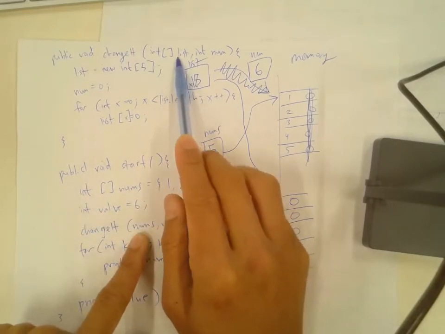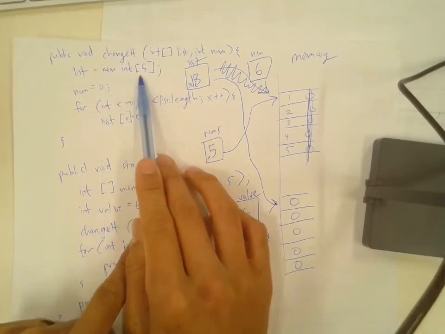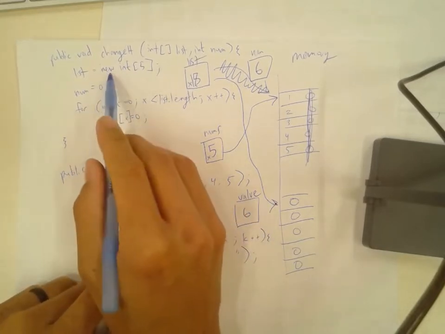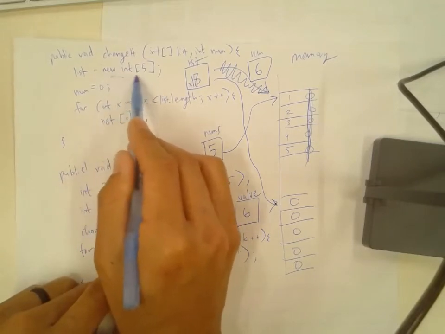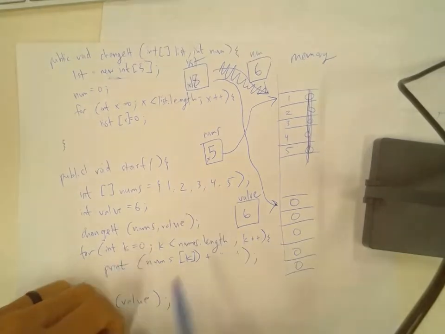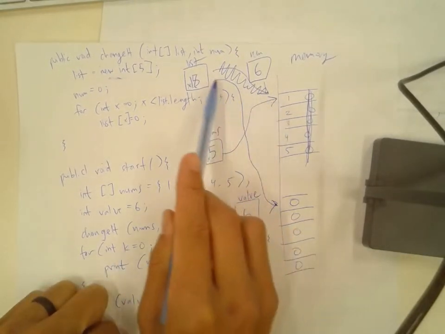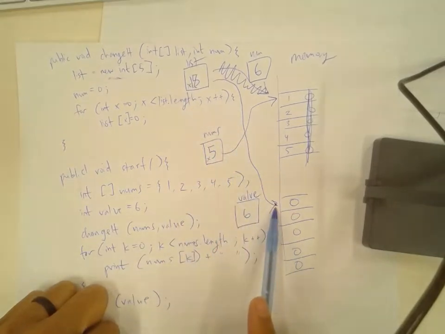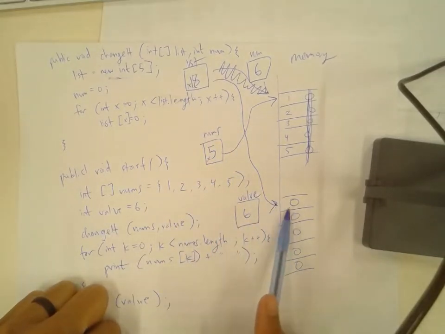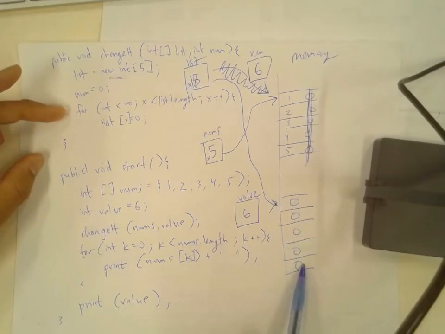Yes. When it gets to line number 1, list is equal to a new int array, which means a new memory location is allocated, and list is set equal to a new memory location. So it's no longer pointing to the same place that nums is pointing to. It's now pointing to a different place.